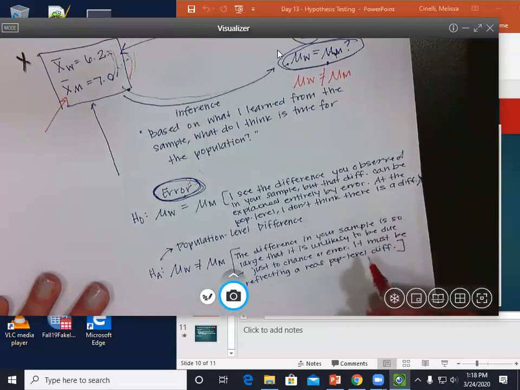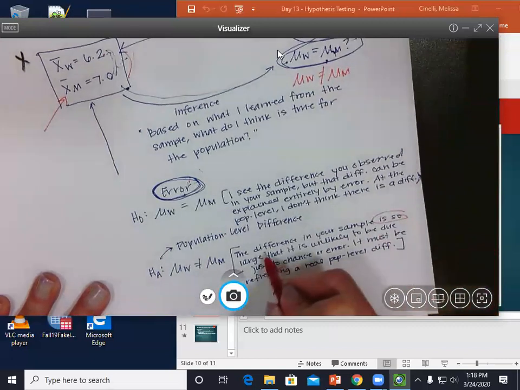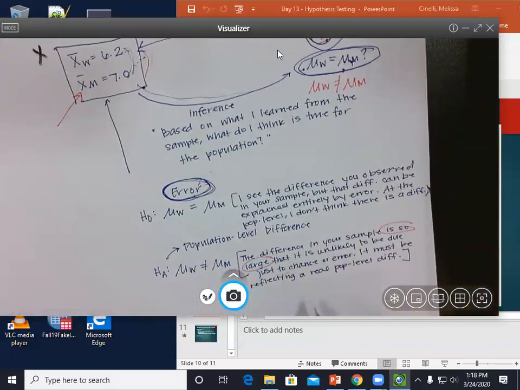This, of course, raises the question of how large does that difference need to be for us to consider it so large that it's unlikely due to just chance and sampling error, right? We're getting there in the slides.